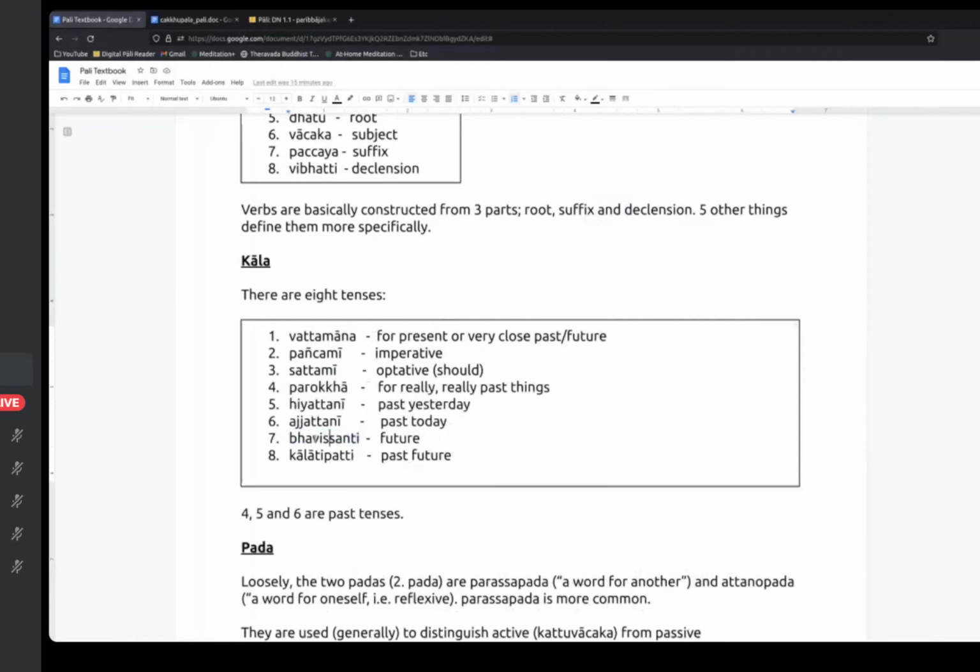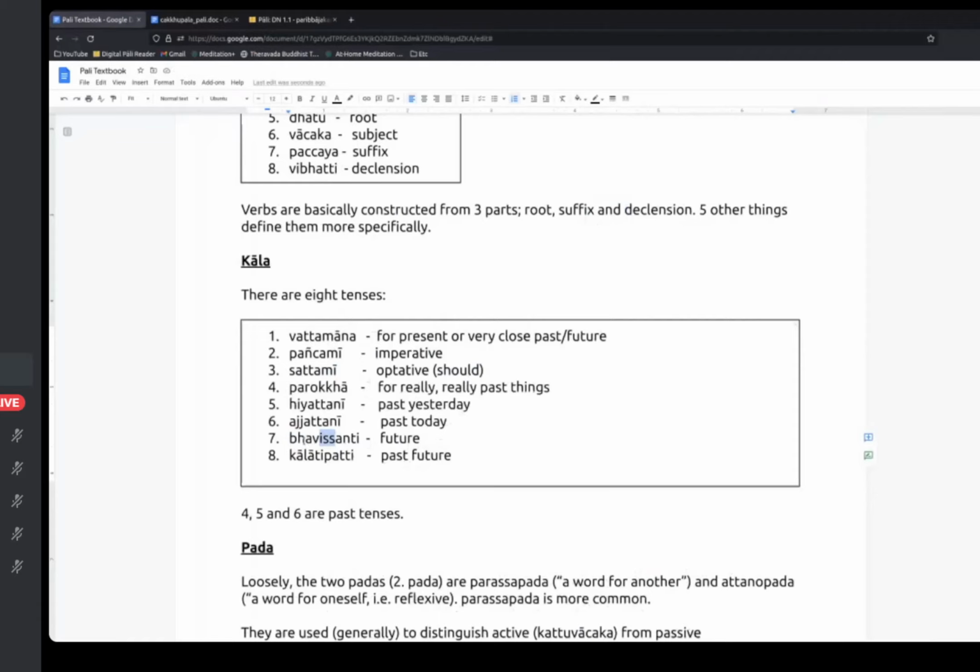Bhavissanti is just a funny word because this is a thing in Pali and Sanskrit. They name things after examples of themselves. So Bhavissanti is an example of Bhavissanti, meaning this word here is in the future tense. You'll recognize it with the is. So the ordinary one is Bhavanti. Bhavanti means they are. Bhavissanti means they will be.